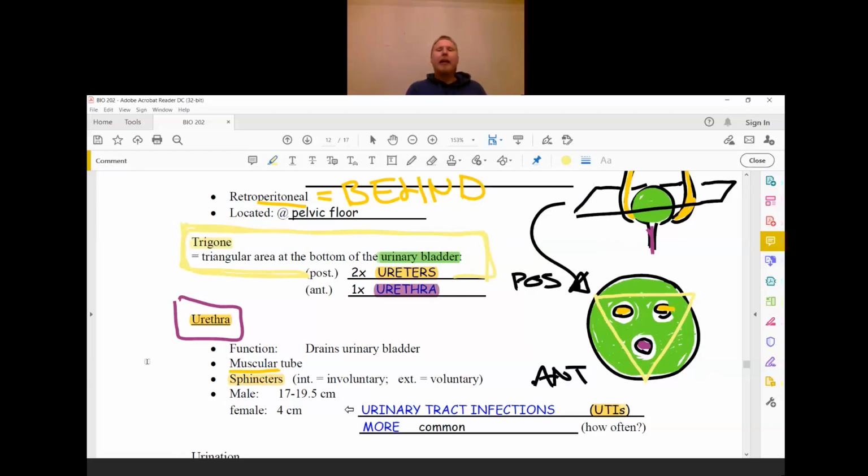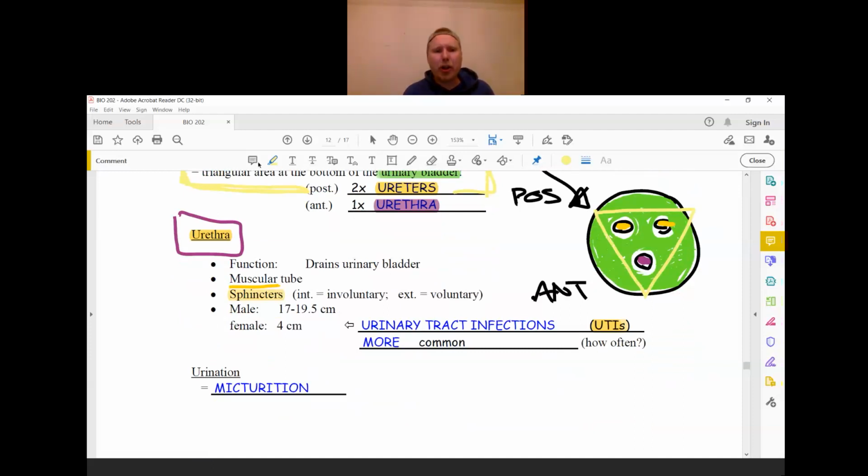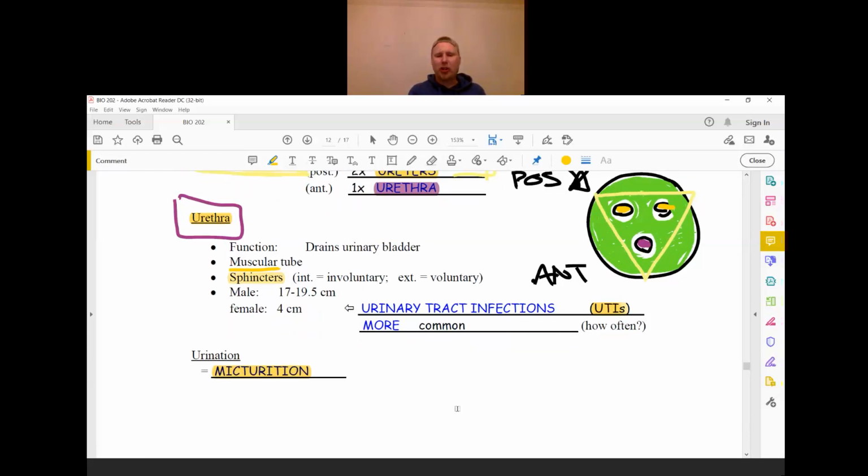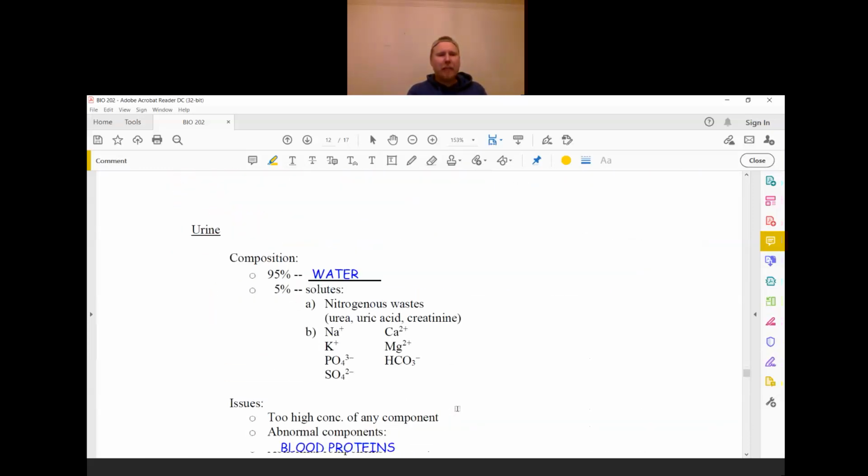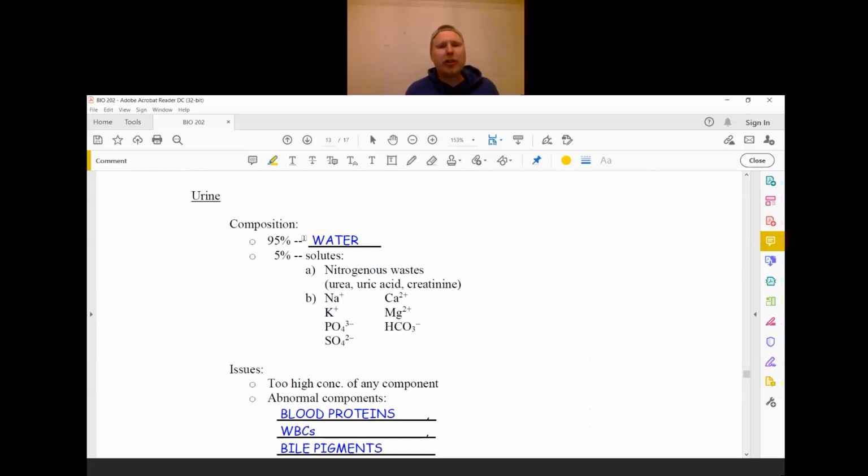Okie dokie. One more thing, or a couple more things, that I want to mention about the urinary system. First of all, the proper word for urination in anatomy and physiology in the medical field is micturition. And let's have a look at the composition of the urine. The majority of urine should be water, about 95%. About 5% of it is various nitrogenous wastes such as urea, uric acid, creatinine, and others that I have listed there as well.